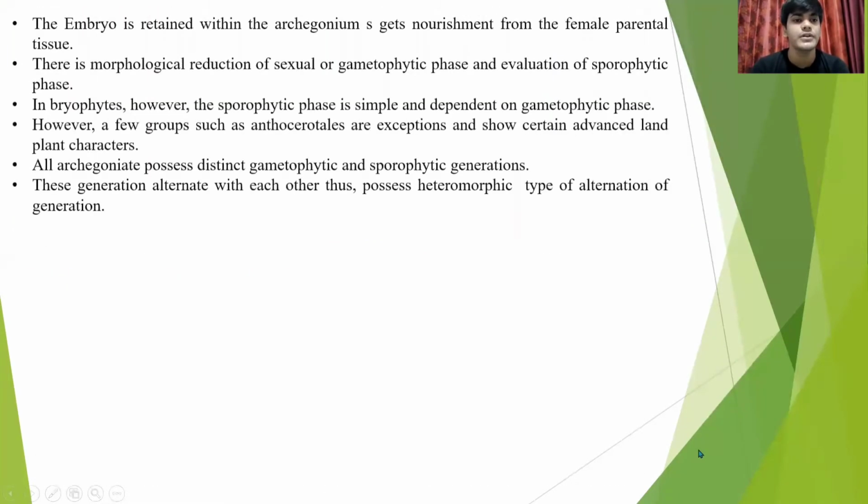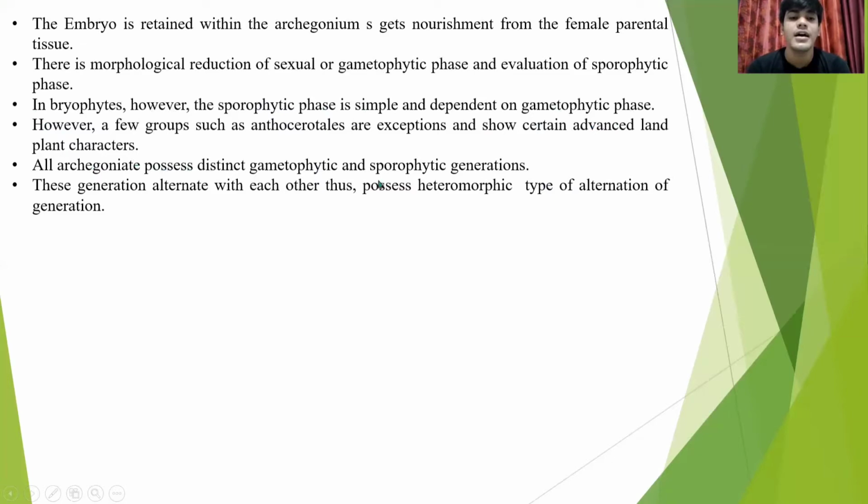So let's move further. As I have told you, in bryophytes the sporophytic phase is totally dependent upon the gametophytic phase. And one more order is there, Anthocerotales. They come under bryophytes, but they show some exceptions in that they are advanced. They have advanced land plant characters that we will list, and I'll let you know. All archegoniates possess distinct gametophytic and sporophytic generations.